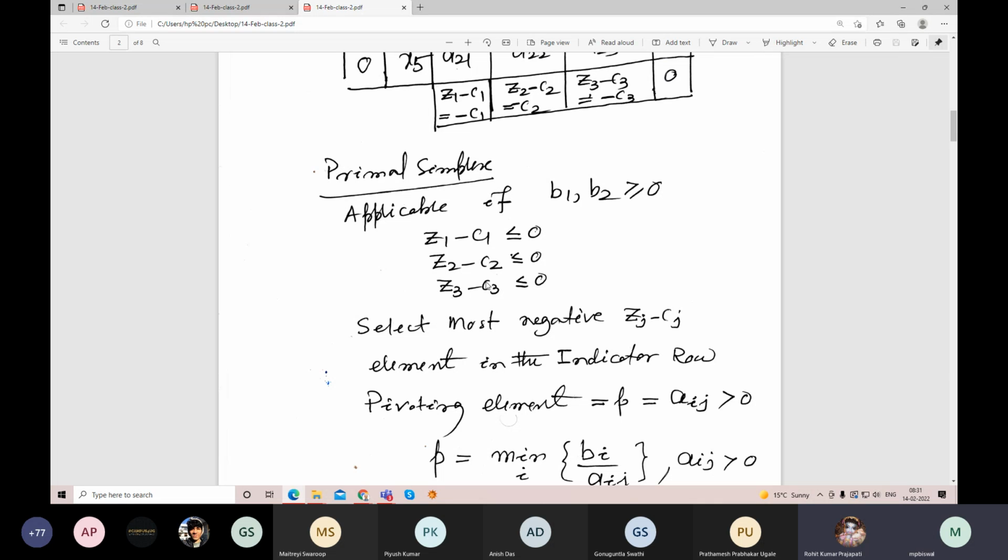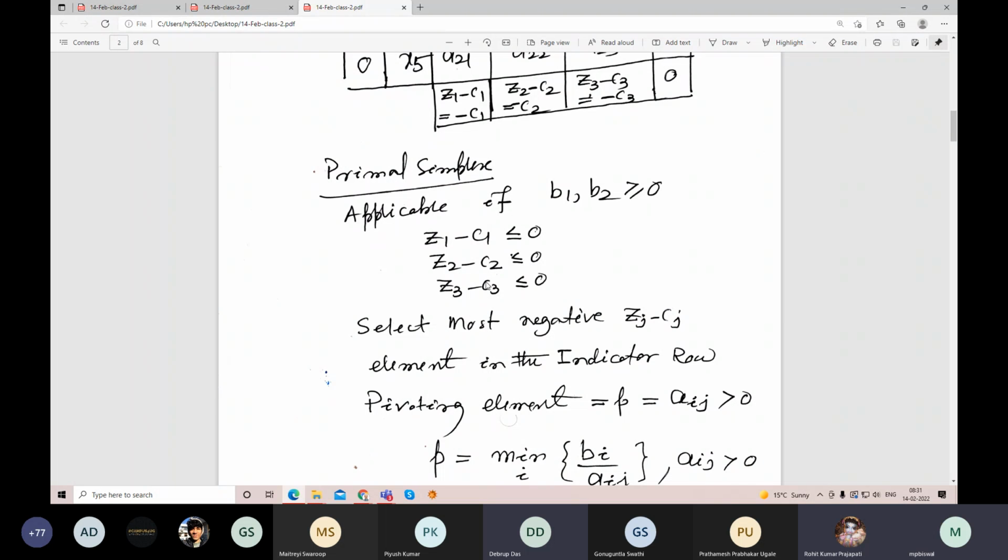Sir, I had a doubt here. Yes. Tell me. Sir, for this system of equations, if the Bi's are negative, and the Zj minus Cj are negative, you make it positive by multiplying by minus 1. Okay. But if the coefficients of the objective function are positive and the Bi's are negative.